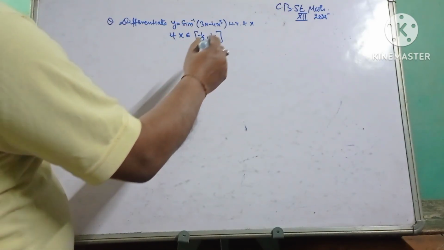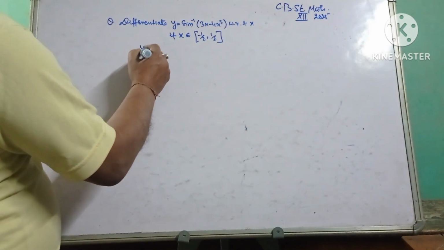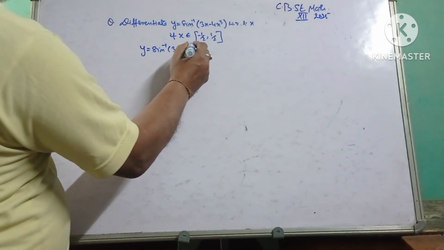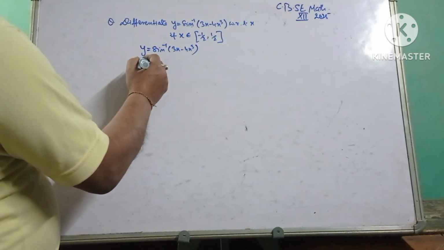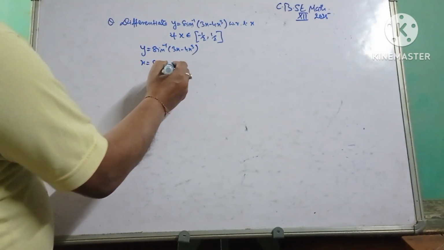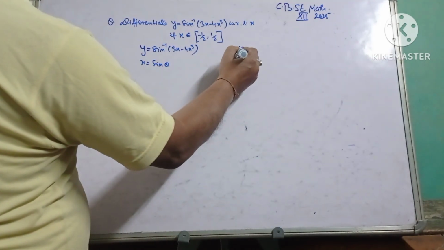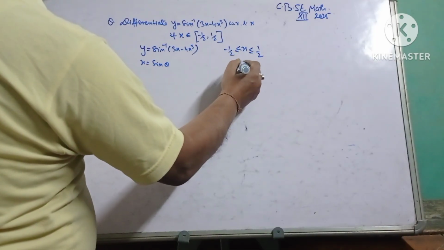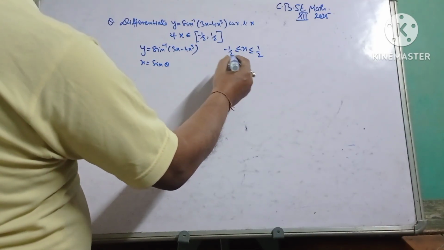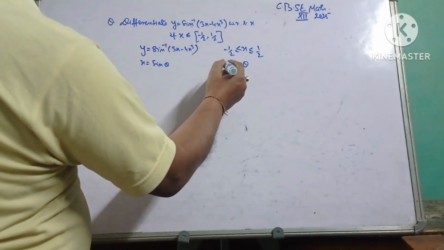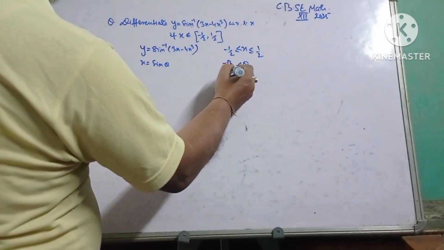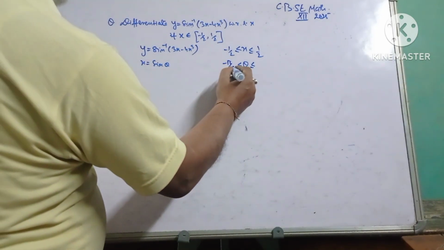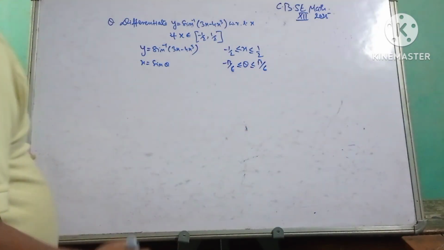Now my next question is differentiate this with respect to x. So y is equal to sine inverse of (3x minus 4x cube). So let us take x is equal to sine theta. Now here x is given as greater than or equal to minus half and less than or equal to half. So theta is between minus pi by 6 and pi by 6, since sine 30 degree, that is pi by 6, is half.